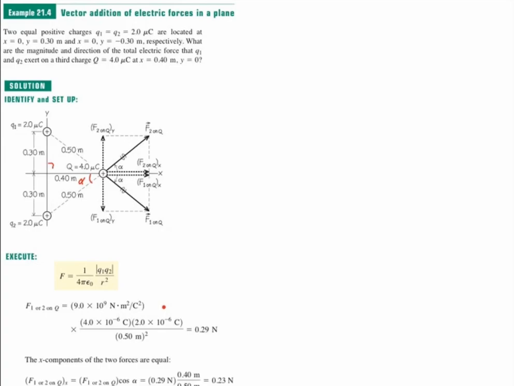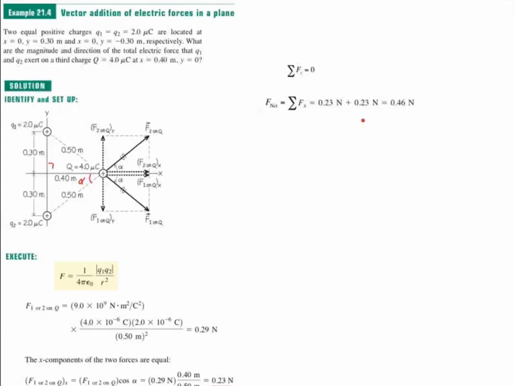Now we can calculate the x components of these two forces. The x component of this force is going to be the magnitude times the cosine of this angle. But the cosine of alpha is adjacent over hypotenuse, 0.4 over 0.5. And so we'll get 0.23 newtons. The x component of the other vector is also the same value, 0.23 newtons. The two y components are the opposite of each other. They in fact cancel by inspection.